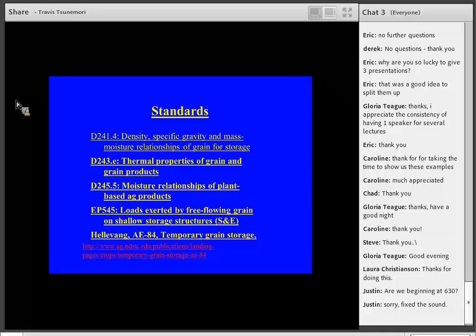We also have a number of standards, and these standards are available at the website shown at the bottom. That's Hellevang, and or available through the ASABE standards area. D241.4, density, specific gravity, and mass moisture relationships with grain. D243, thermal properties. D245.5, moisture relationships. That's plant and ag products, how they absorb or lose moisture.